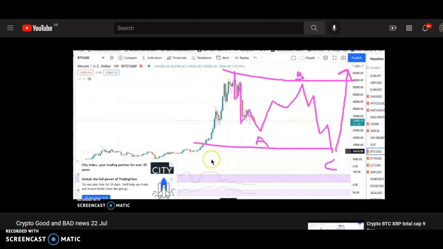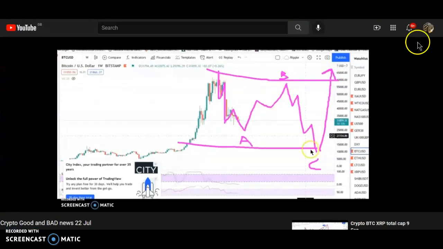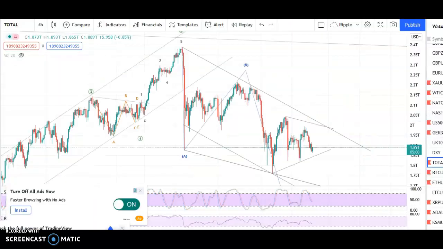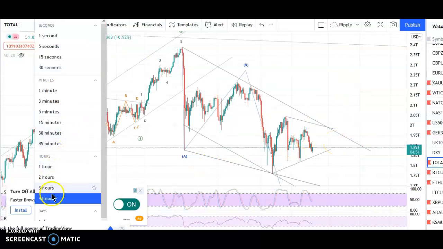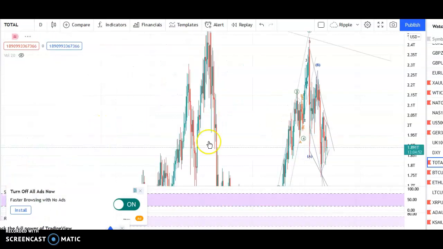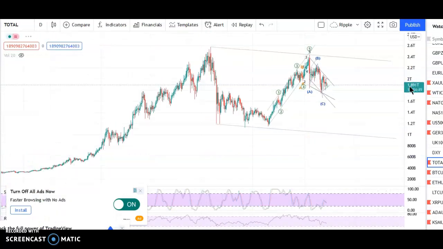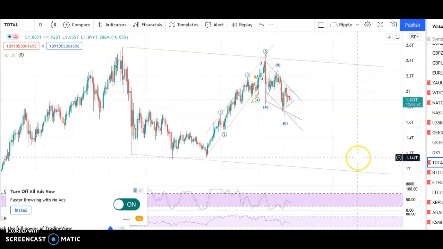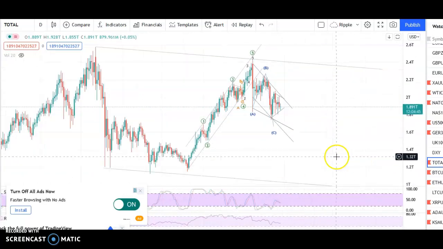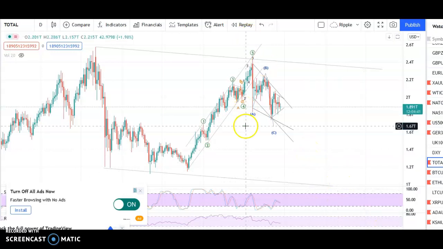So if I just get rid of that now. So let's see where we are today. If I go to the daily as well, I can get there. Okay, so this is your total market cap, very similar to what Bitcoin is looking like right now. Okay, so we've had A, B, C, okay. This is where we're supposed to go, but we haven't.